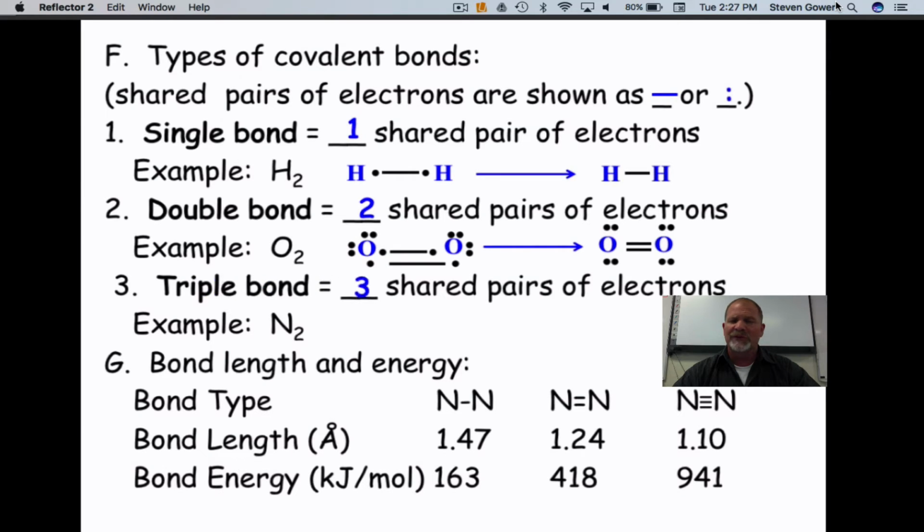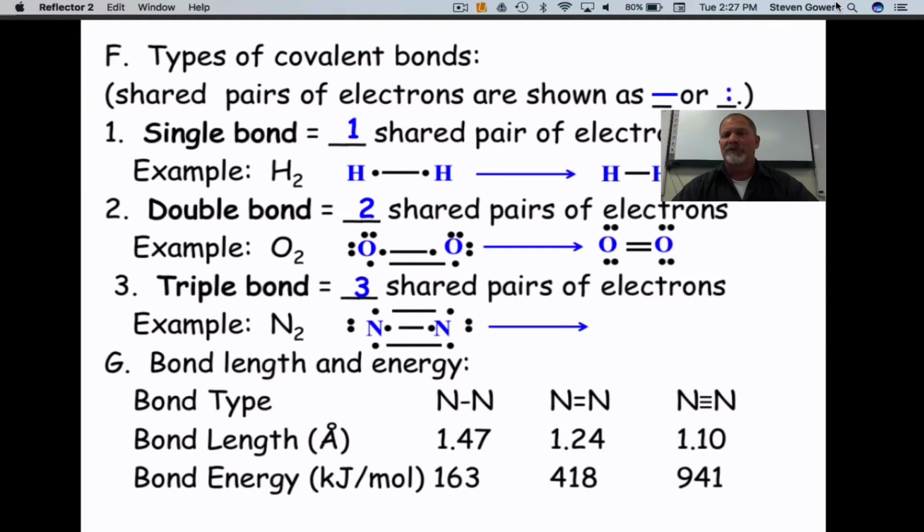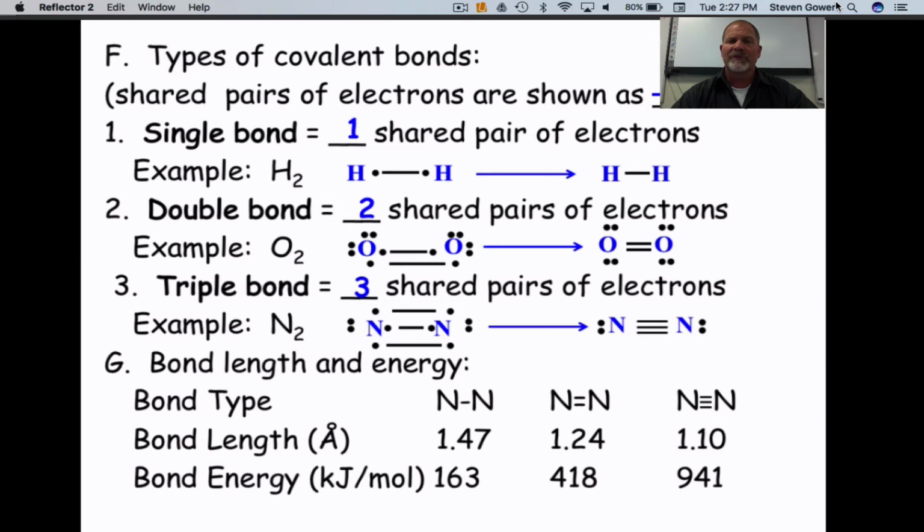A triple bond is now 3 shared pairs, and so both nitrogens come into play, and they say, well, we have 5, we need 3 more. Why don't we share our 3? And they form what we call a triple bond. And then each of them again forms a full octet. And now we have that full octet.